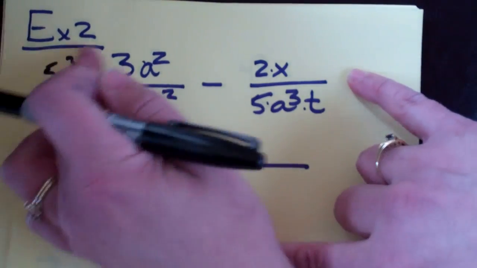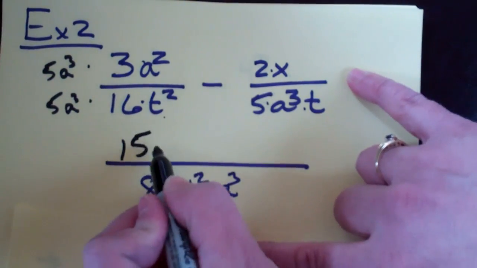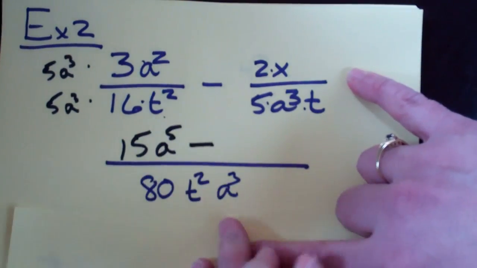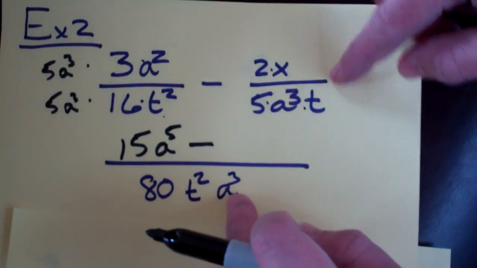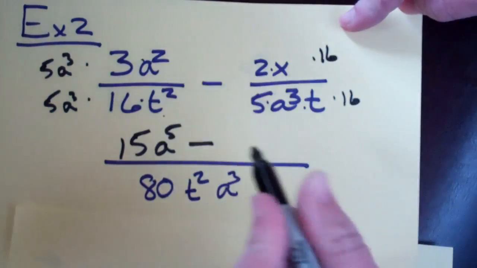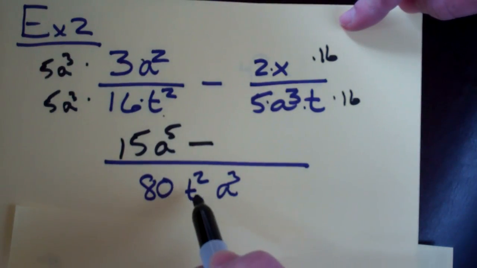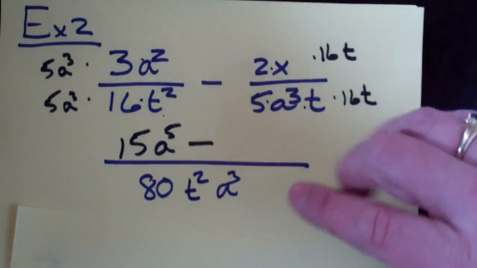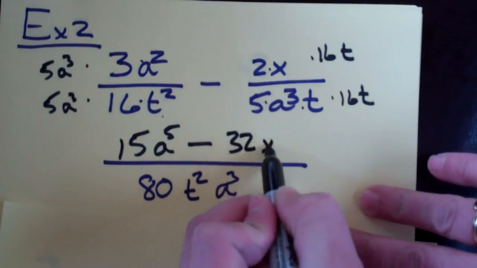Alright, so what is the value on this term? The numerator now becomes 15. A cubed and a squared makes an a to the 5th. Minus, what do we need to match this denominator here? Well, I'm going to need to multiply top and bottom by a 16. And I've got an a cubed and a t. Well, I got the a cubed alright, but I'm going to need one more t. So I'm going to multiply top and bottom by another t. So now I need to do 2 times 16, which is 32, and then I'll have an x and a t.